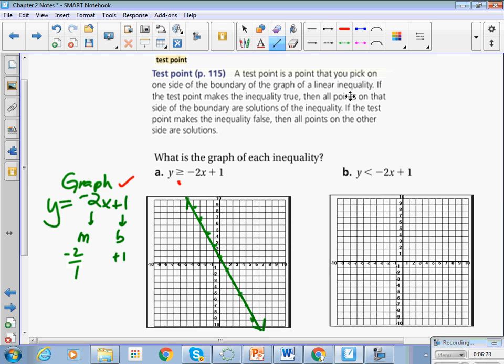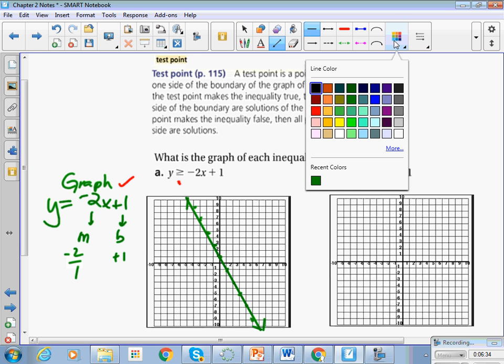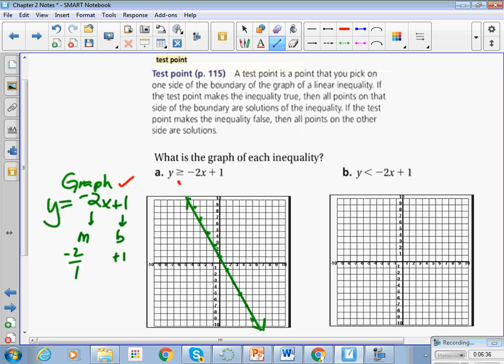It's solid because it is equal to. So everything on the line is also a potential solution. Okay, so I graphed my line. So now we have to decide which half of this boundary we're going to shade. So I'm either going to be up here or down here.